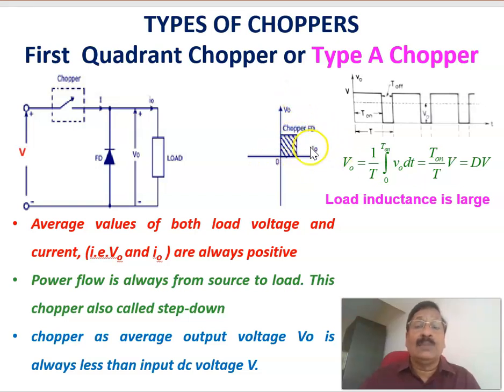That is, T into omega is positive, and omega is positive if omega is in this line. So it's called the forward motoring region. Actually, it is working in this forward motoring quadrant region.